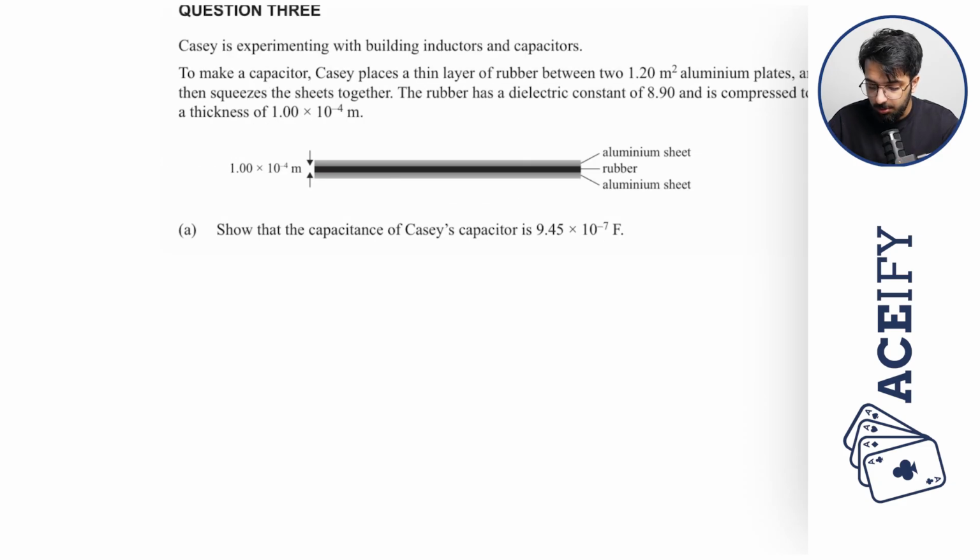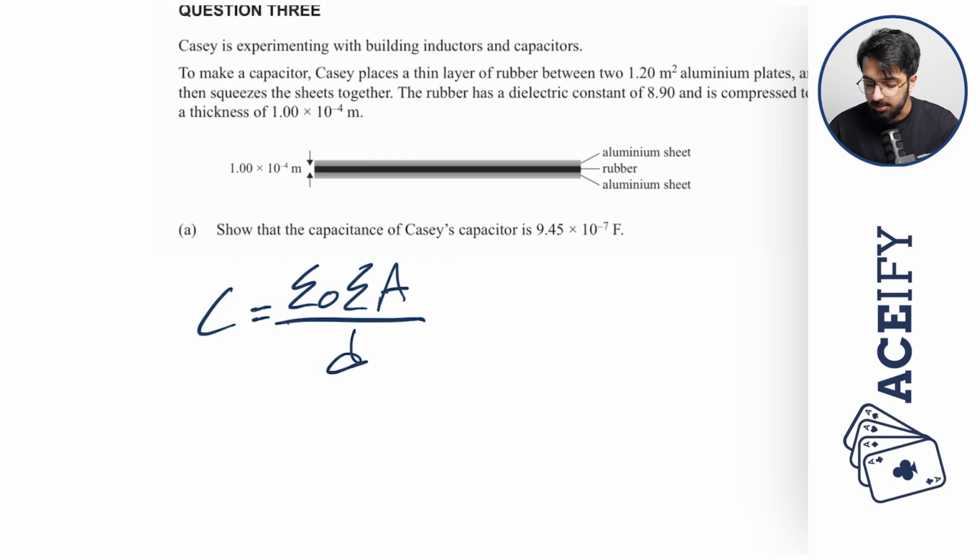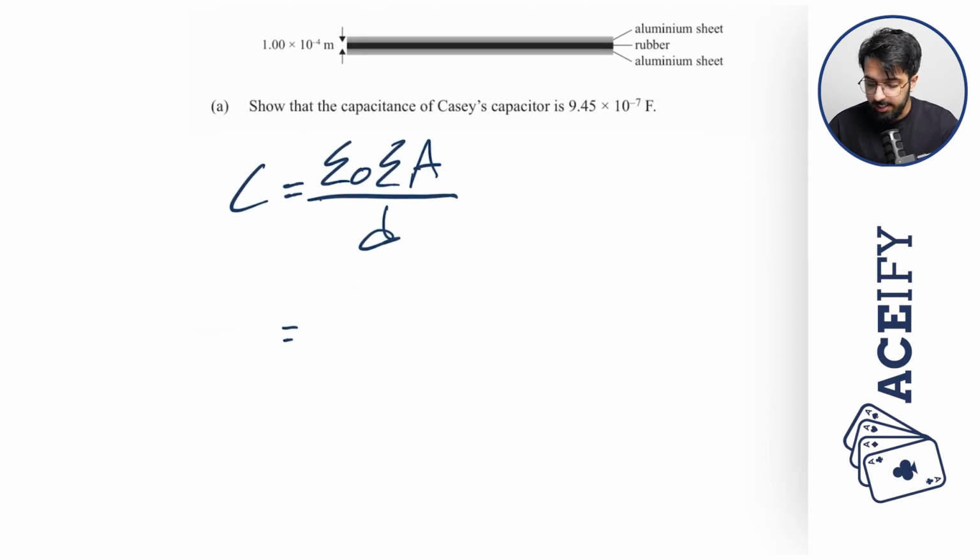Alright, so we know the equation for our capacitance is equal to our permittivity of free space times our dielectric constant times our area of overlap between the two plates, divided by our distance. And so we can simply plug in our numbers.